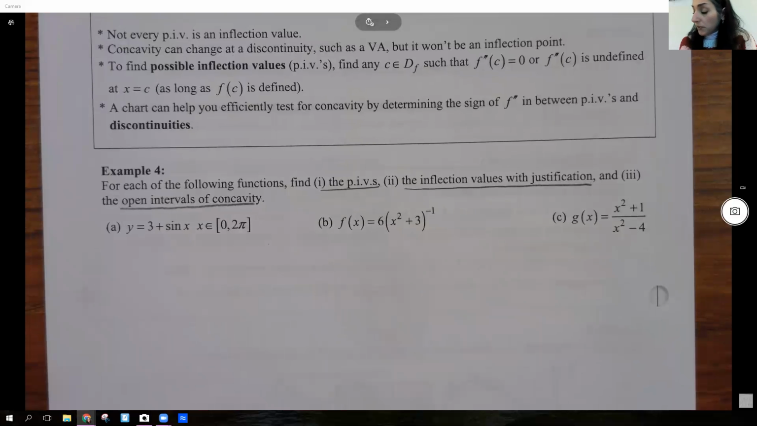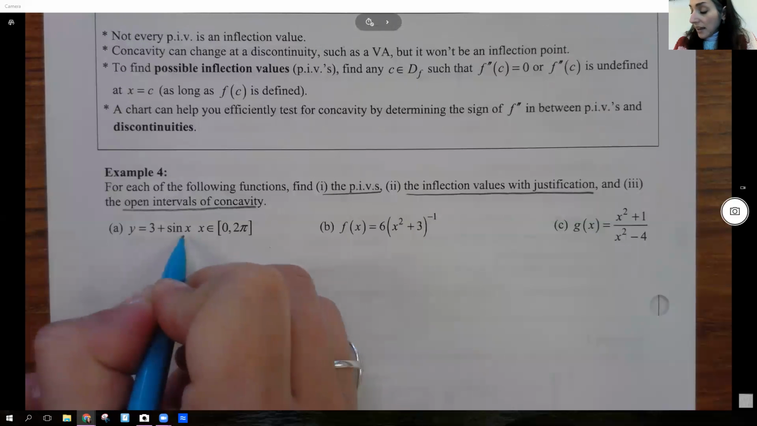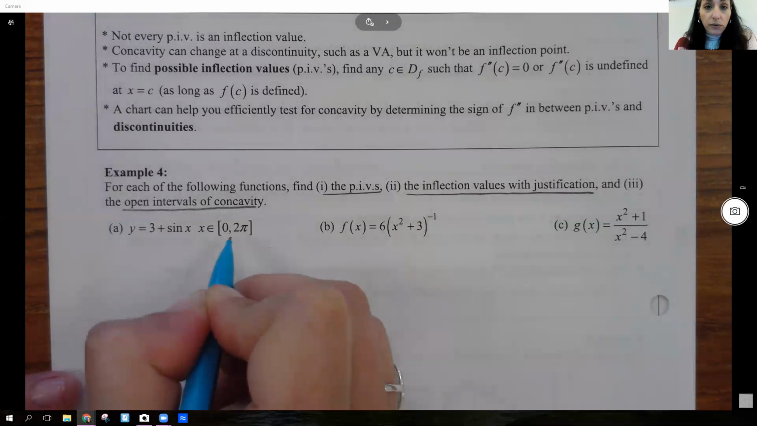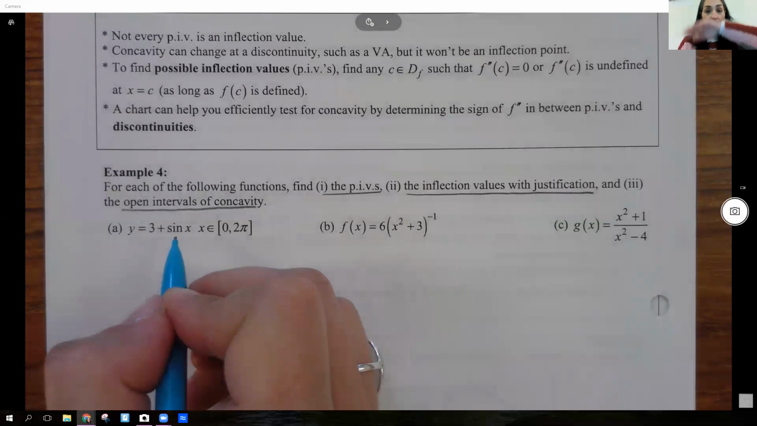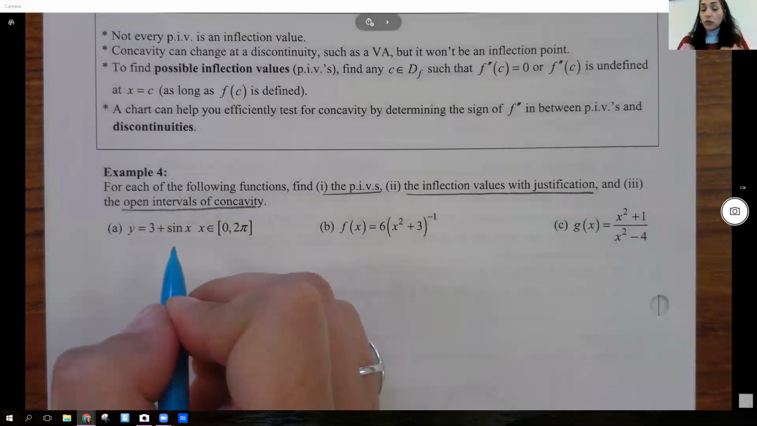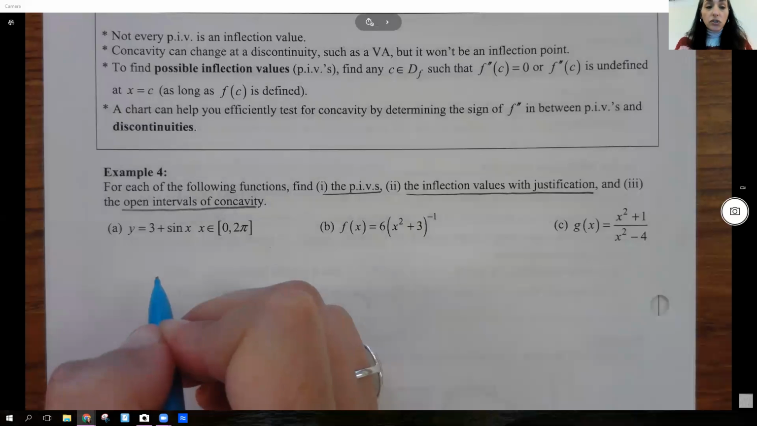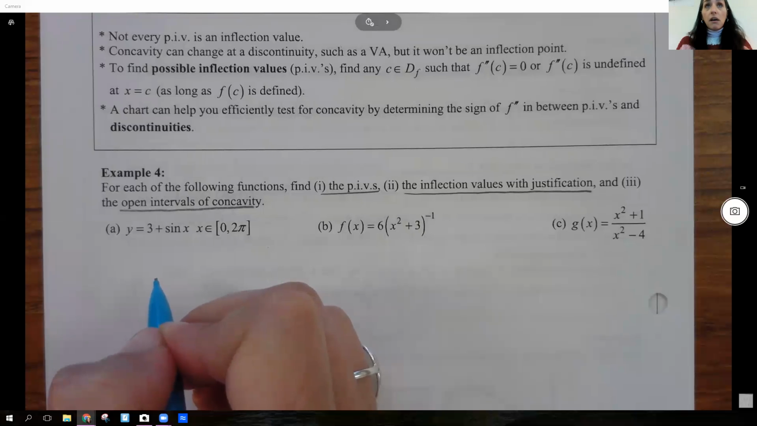So the first one we've got is y equals 3 plus sine of x. We're on the interval from 0 to 2 pi. So we have an idea of what the sine graph looks like, that S shape. And then if you do 3 plus sine, that's just a transformation. It moves the whole sine graph up 3 units, right? So we have a sine graph hanging out 3 units above where it normally would be. It is continuous. Sine is continuous. There are no discontinuities, and it's differentiable. So we're good to go here.